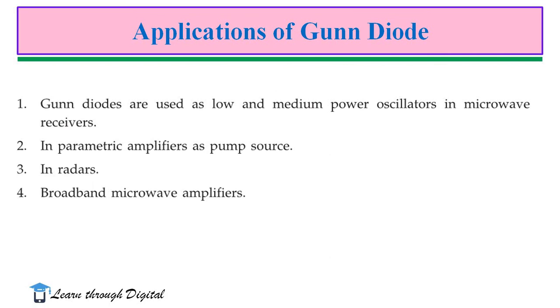Here I have listed some of the applications of Gunn diode. Gunn diodes are used as low and medium power oscillators in microwave receivers. Gunn diodes are used in parametric amplifiers as pump source and also used in radar transmitters and in broadband microwave amplifiers. Gunn diode can also be used in fast combinational and sequential logic circuits.